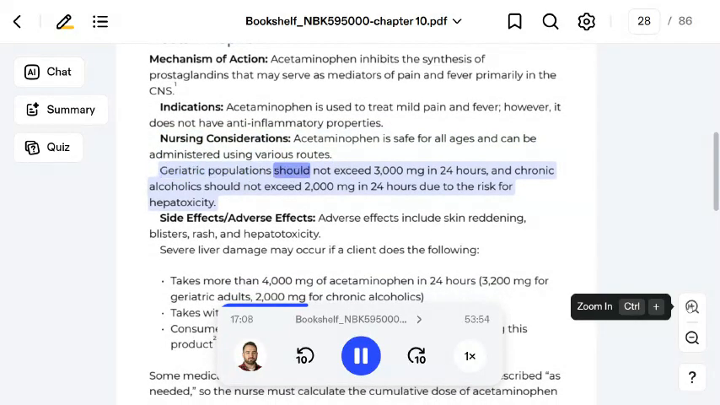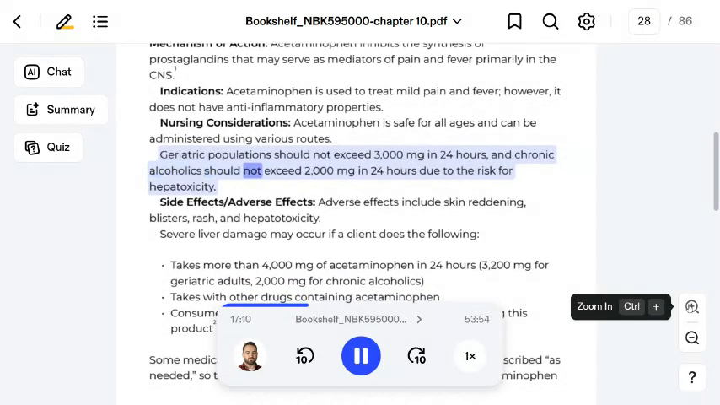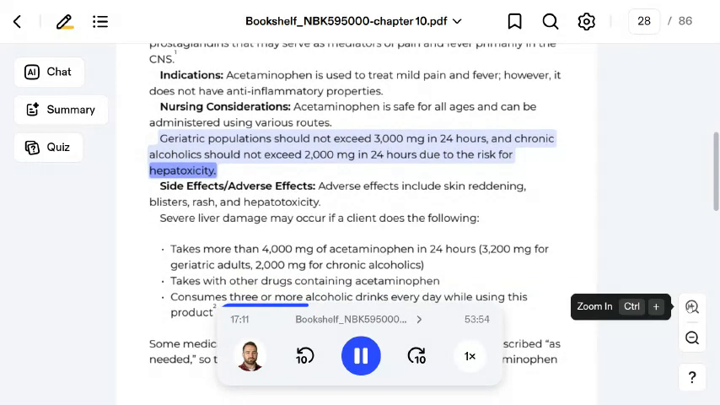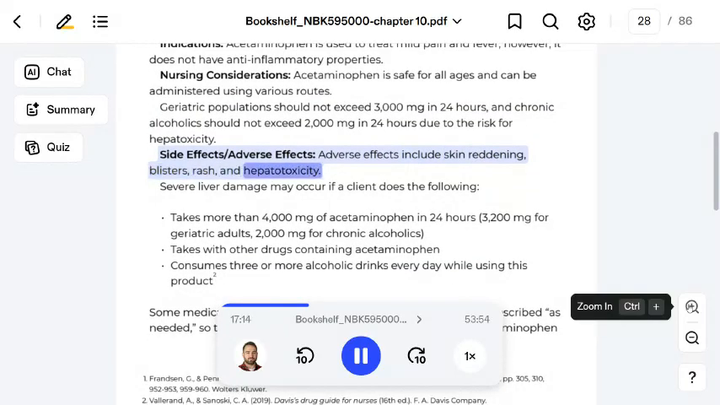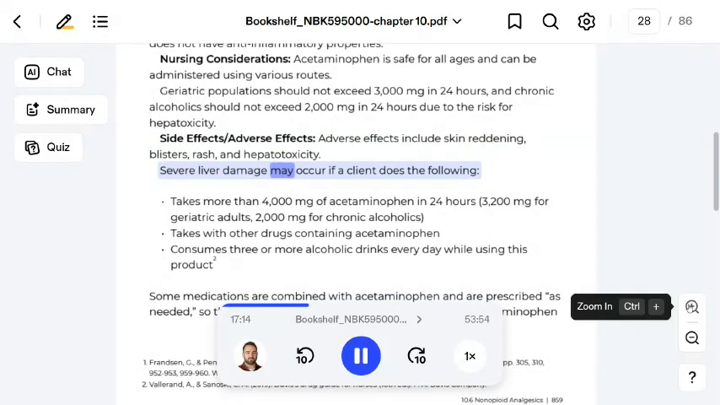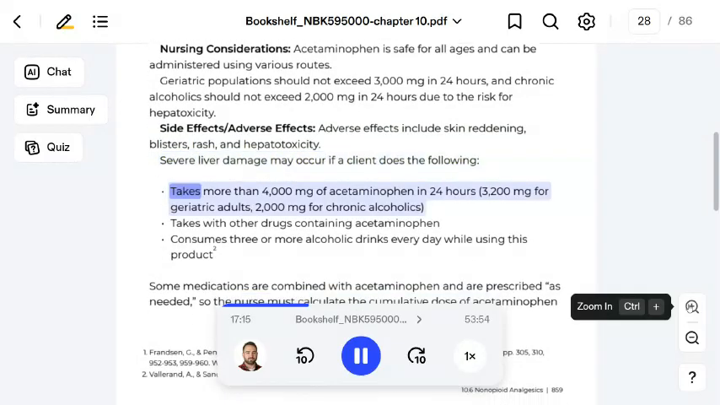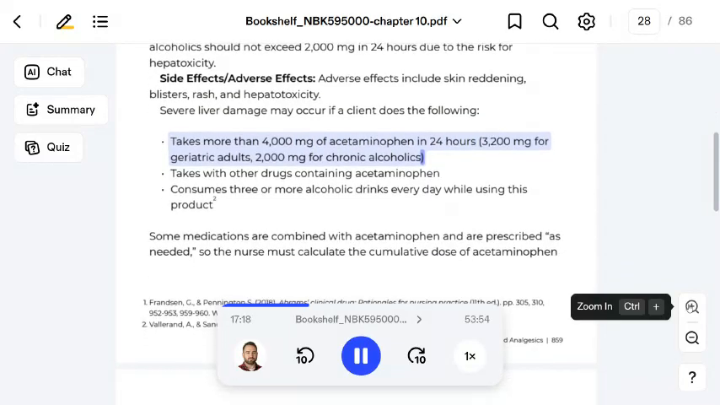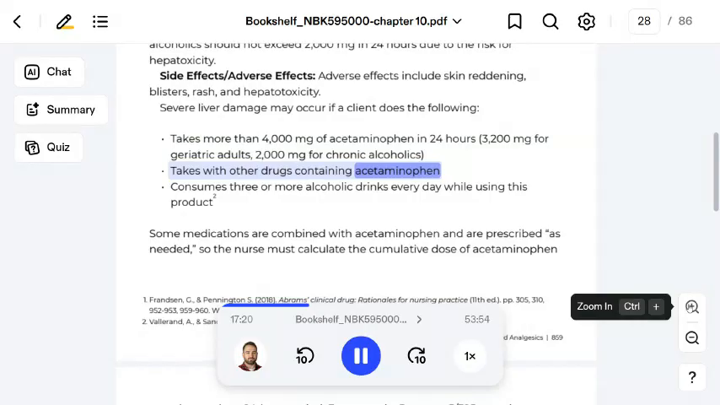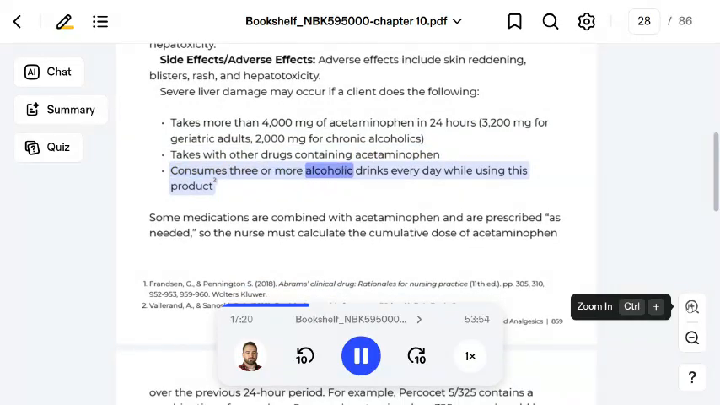Geriatric populations should not exceed 3,000 mg in 24 hours, and chronic alcoholics should not exceed 2,000 mg in 24 hours due to the risk for hepatotoxicity. Side effects. Adverse effects. Adverse effects include skin reddening, blisters, rash, and hepatotoxicity. Severe liver damage may occur if a client does the following: takes more than 4,000 mg of acetaminophen in 24 hours, takes with other drugs containing acetaminophen, consumes 3 or more alcoholic drinks every day while using this product.